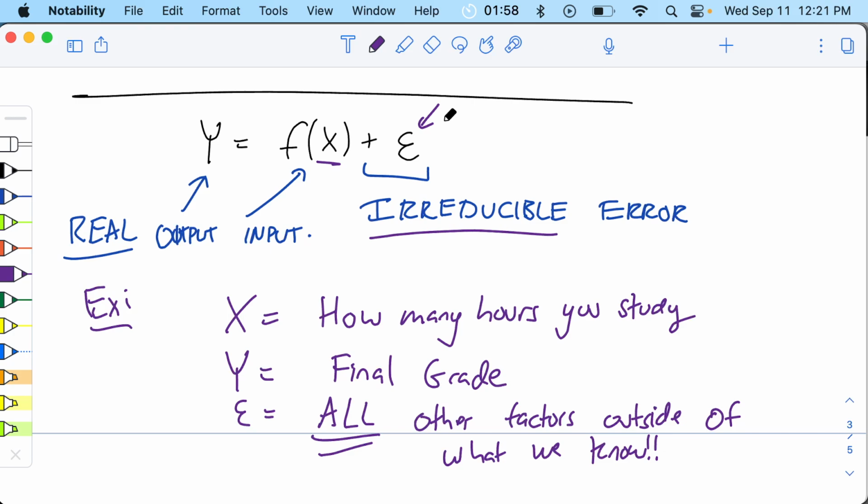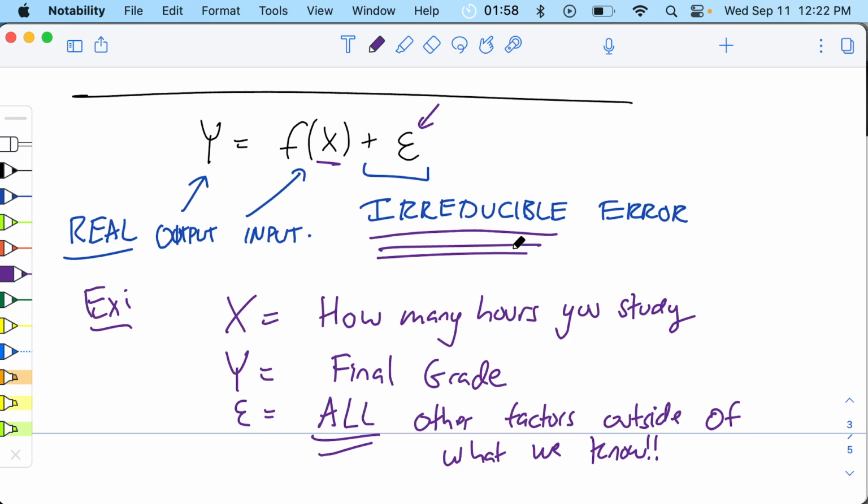And by making it f of x plus epsilon, we make an equation where we have something that represents everything we don't know that we can't access. We can't touch it. We don't know anything about epsilon. So that is why it's called irreducible and why it's important to keep track of. Your job as a data scientist is not to get the perfect answer for y, but to just make the error as small as possible, and you will never get down to 0. There's always going to be this epsilon floating there.